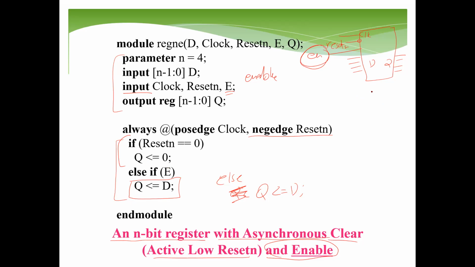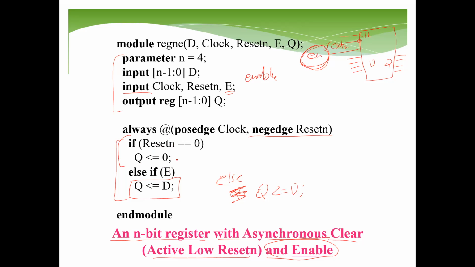A student asks about the else: if enable is 0 we should write else. No, what did I say here? I said that if enable equals 0, do nothing, ignore all the signals. But this code is not exactly what I just said.